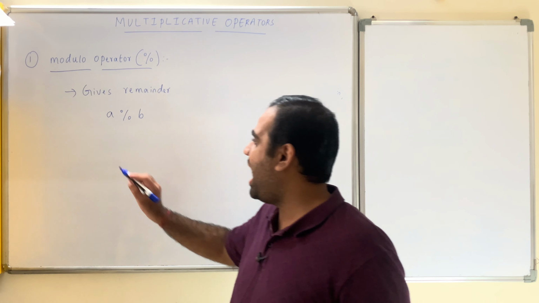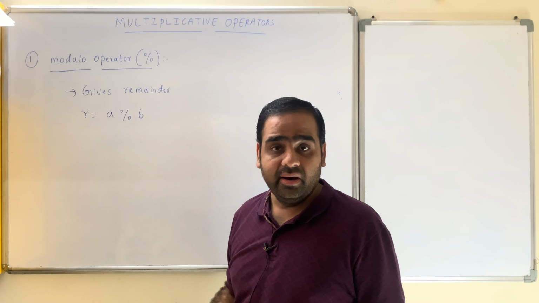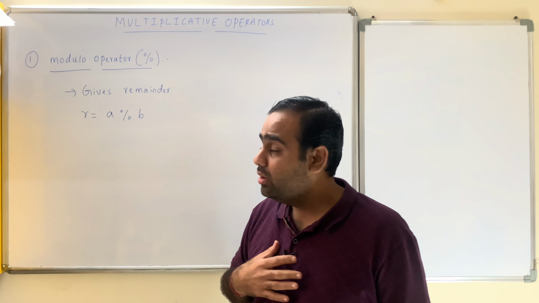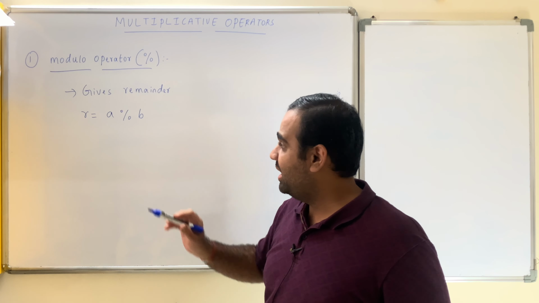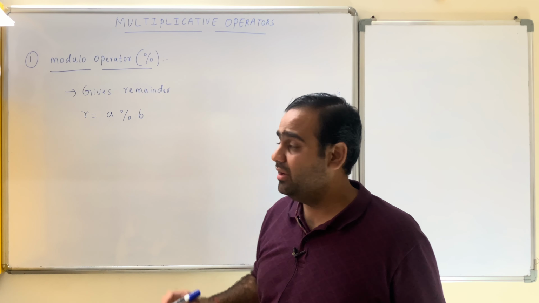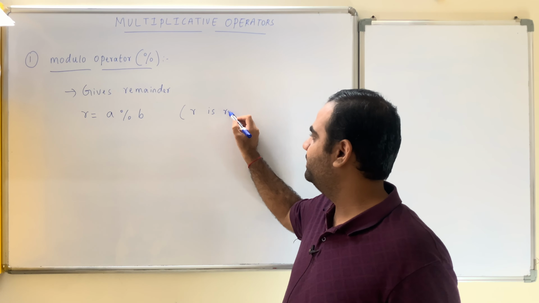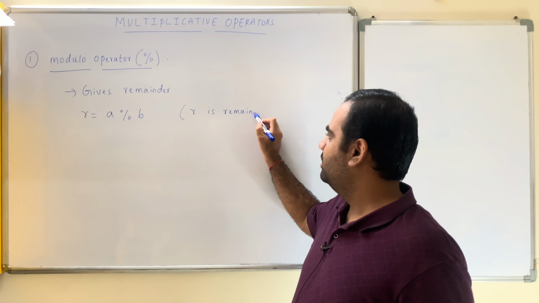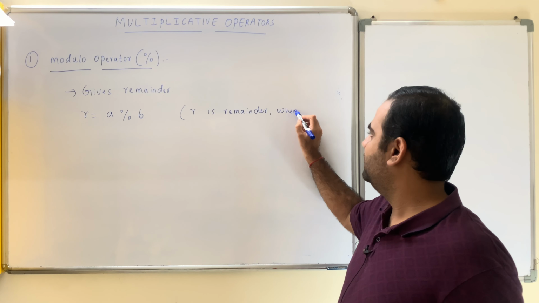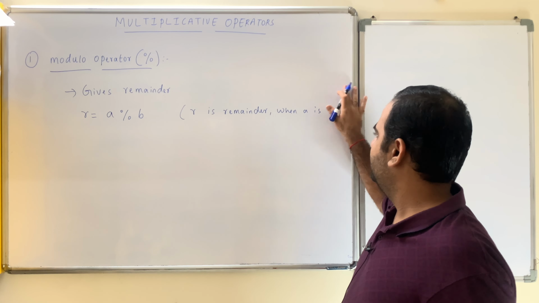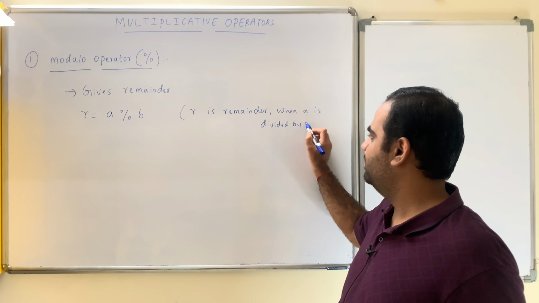Now if I say R is equal to A modulo B, where R is the remainder that we get when A is divided by B. Are you getting it? R is the remainder that you get when A is divided by B. Here I write it: R is remainder when A is divided by B.